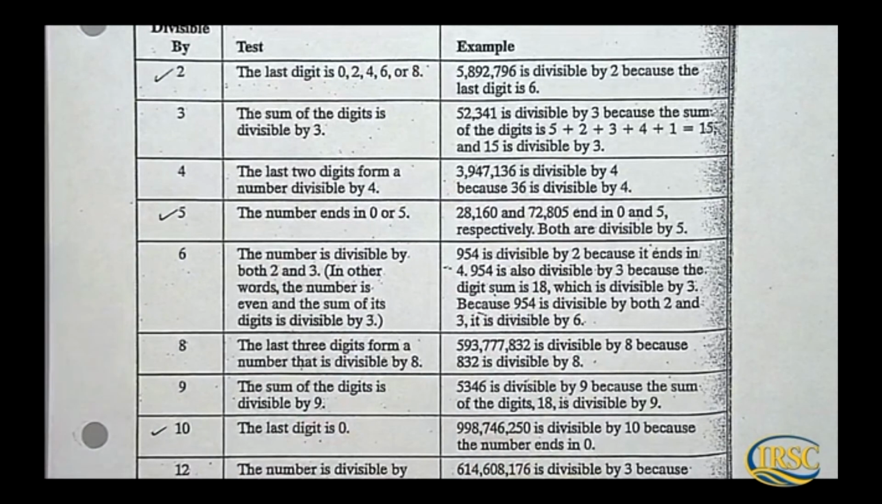So for example, the number 3. The sum of the digits is divisible by 3. So if you add up all of the digits of a particular number, and that is a number that you know is divisible by 3, well then that big number is divisible by 3 also.